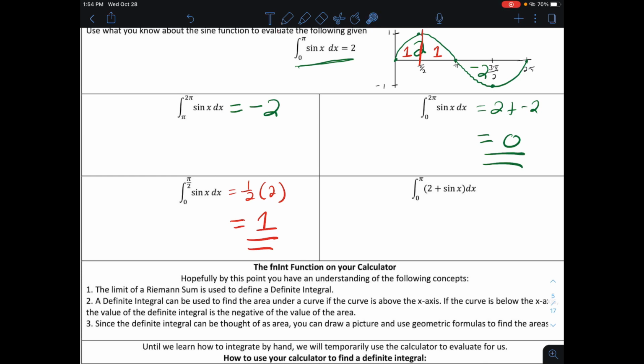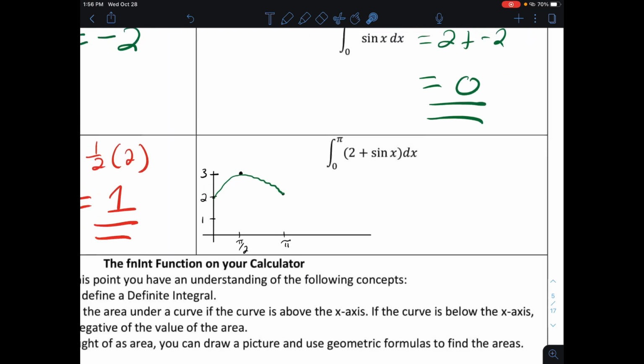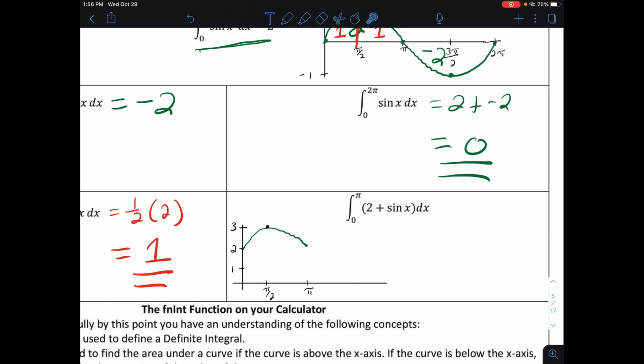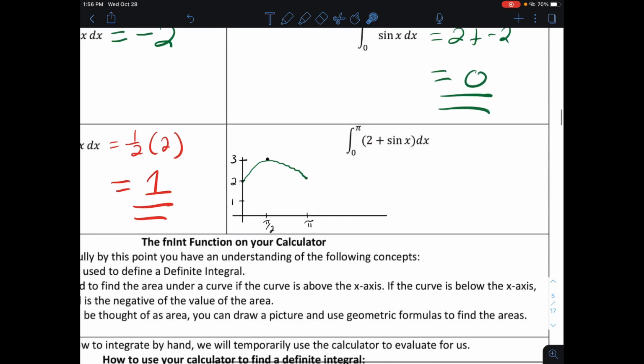And so now we have a little bit of a tricky one here. Let's go from 0 to pi for 2 plus sine of x dx. Well, we know what 0 to pi is for sine, but the 2 kind of throws us a curveball. Remember how we do this: I need to create a new graph for the function that we are looking at, but I only go from 0 to pi. Basically, all we did was move this graph up 2 units. That's the effect that that has.